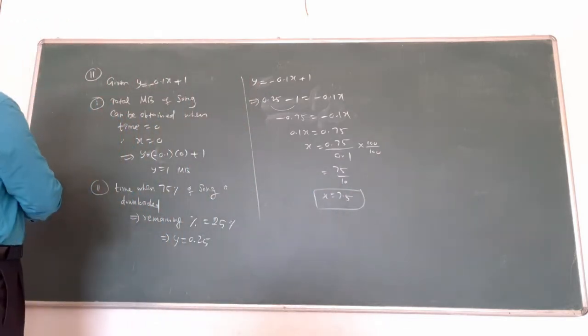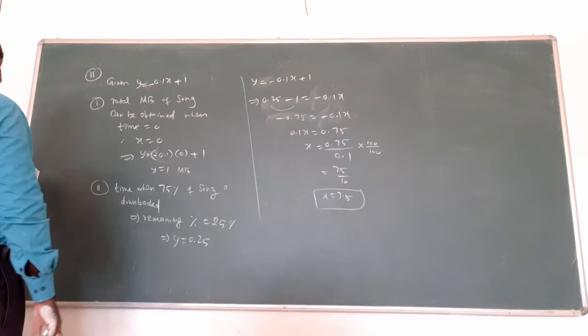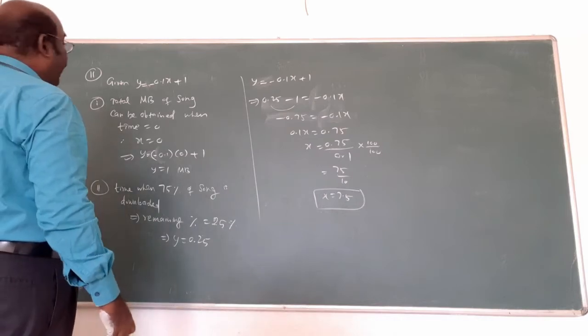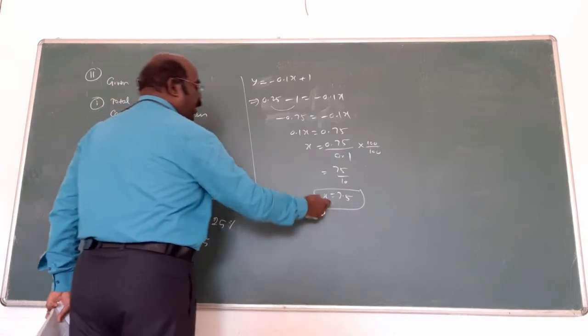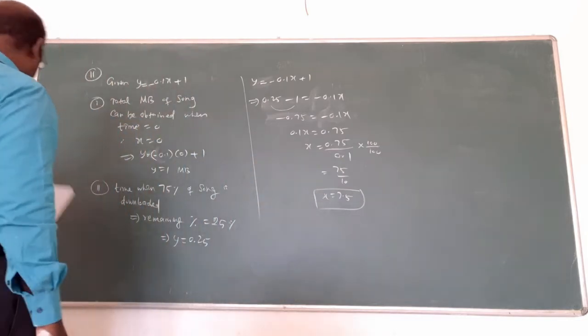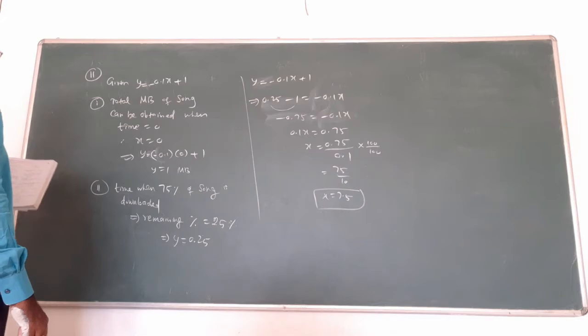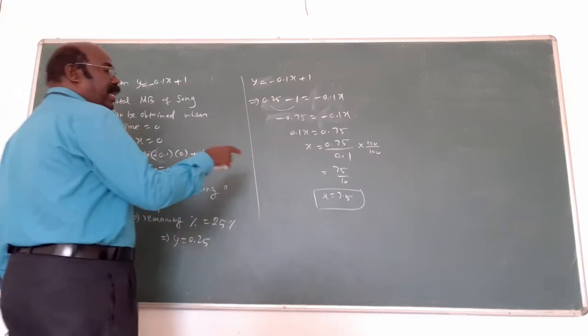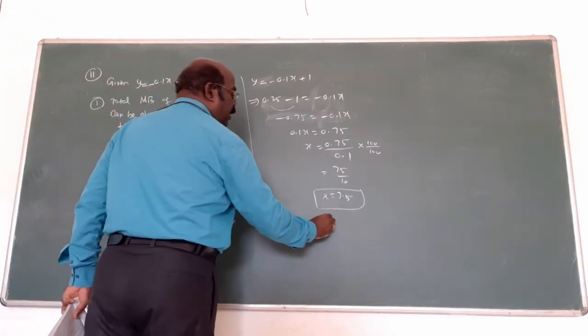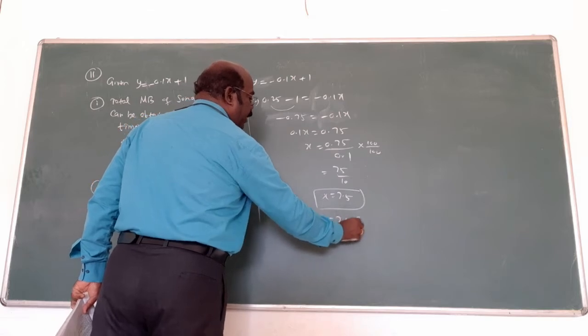This is the time actually. The time taken to download 75% of the song is what? X represents time, that is the seconds. X is 7.5 seconds. This is the answer.